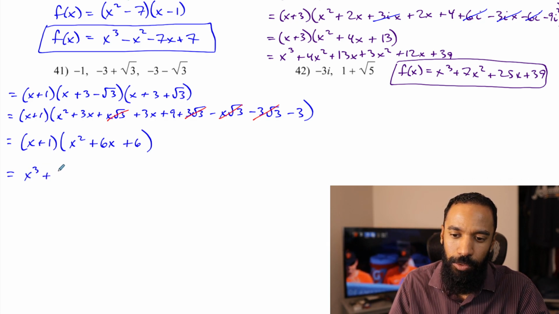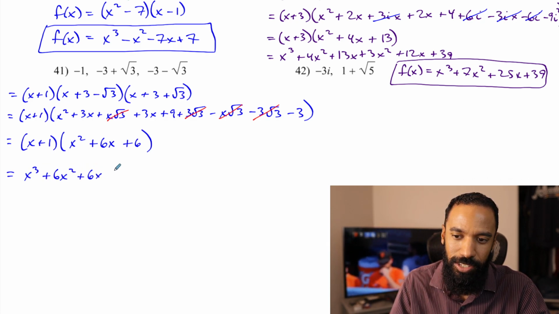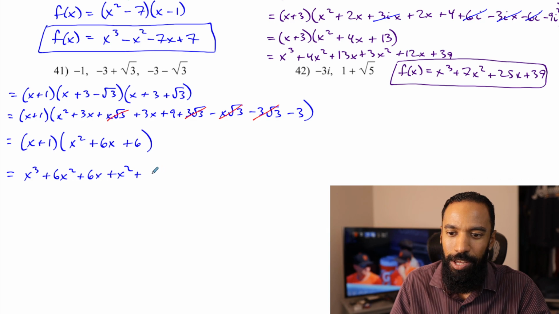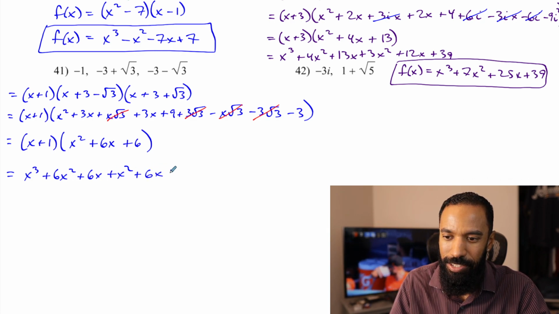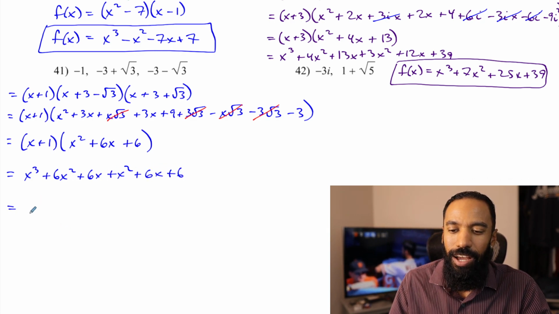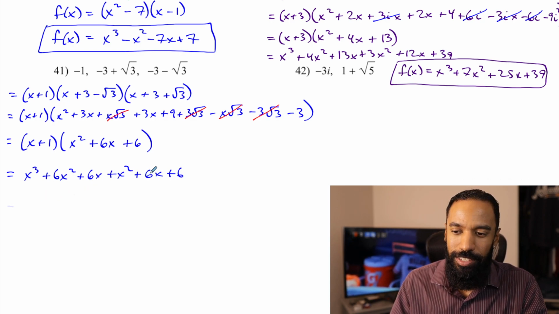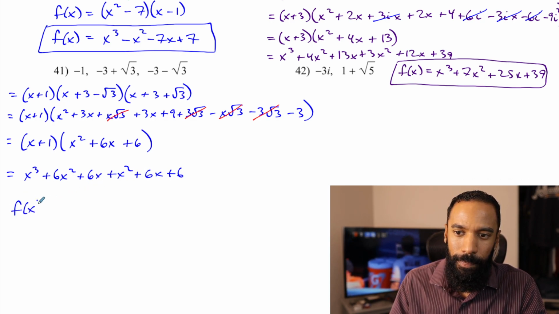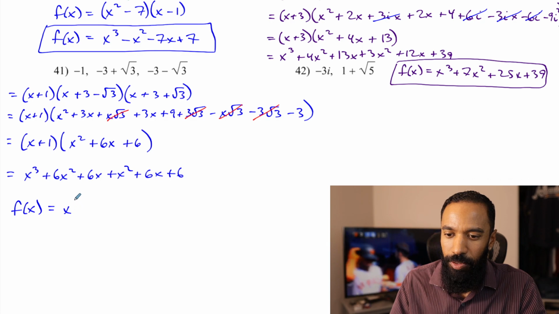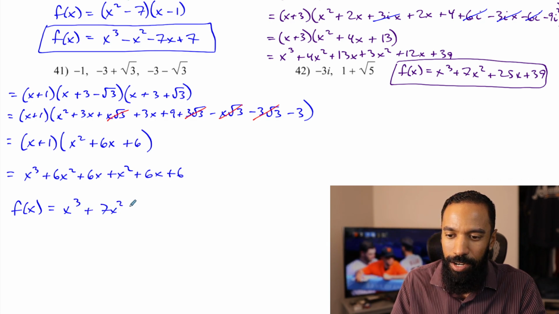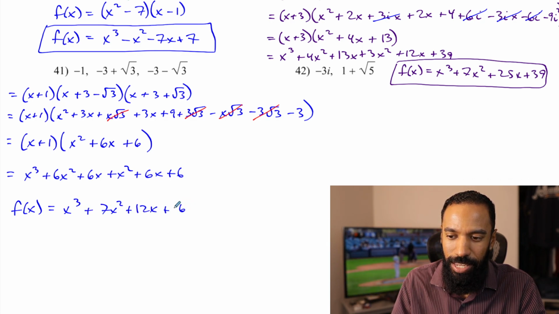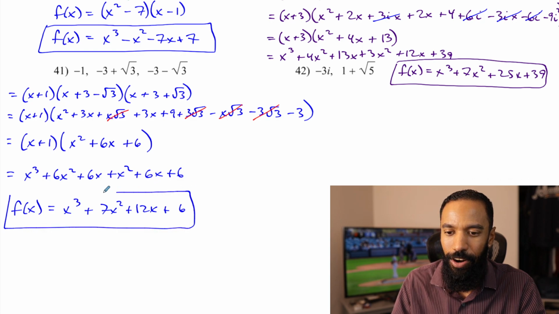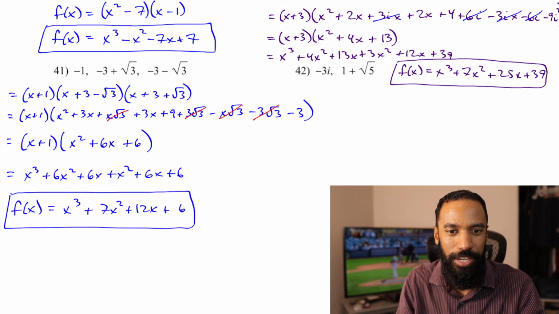So that's x cubed plus 6x squared plus 6x plus x squared plus 6x plus 6. This becomes f of x equals, here's our polynomial, x cubed plus 7x squared plus 12x plus 6. Yay! All right, I will kind of try that thing on this last one here. We'll see how I do. Whoops, I do not want to move what I was doing here.